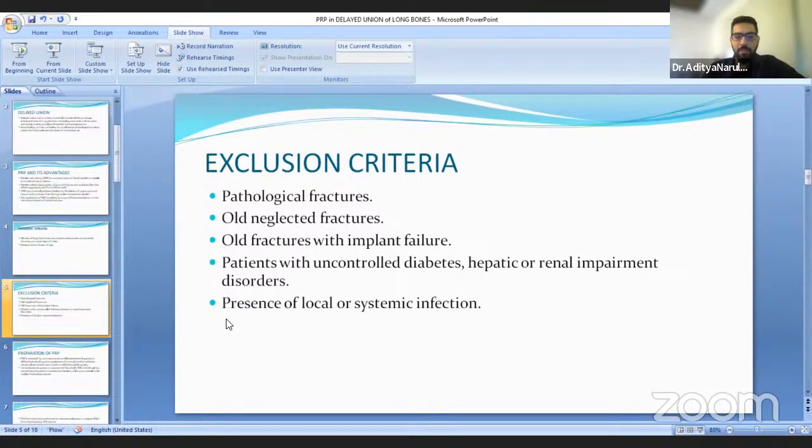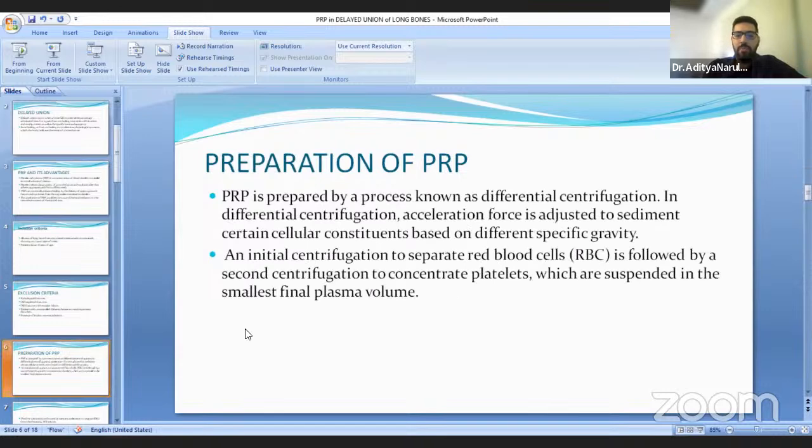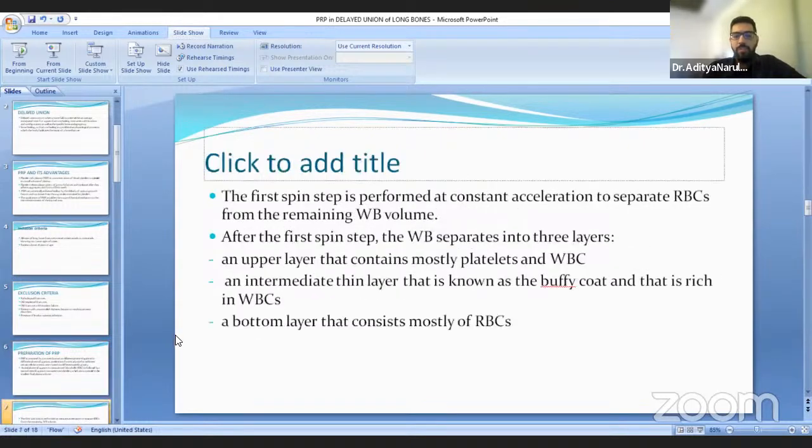Coming to the preparation part of the PRP, PRP is prepared by a process known as differential centrifugation. In differential centrifugation, acceleration force is adjusted to sediment certain cellular constituents based on different specific gravity. An initial centrifugation to separate RBCs is followed by a second centrifugation to concentrate platelets, which are suspended in the smallest final plasma volume. The first spin, at the rate of 1800 RPM for 10 minutes, is performed at a constant acceleration to separate RBCs from the remaining volume of the blood.